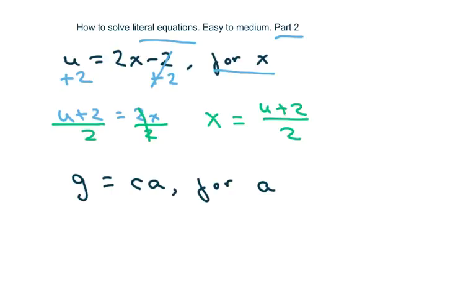Okay, and the next one, we have to solve for a. So the opposite of multiply is divide. So just do it on both sides. So you're going to get a equals g over c.